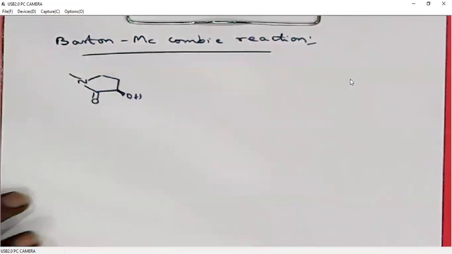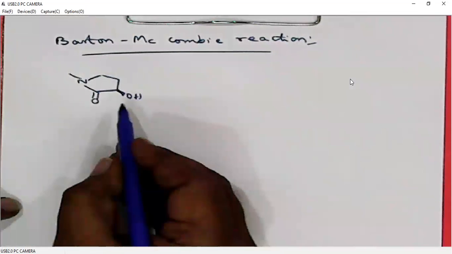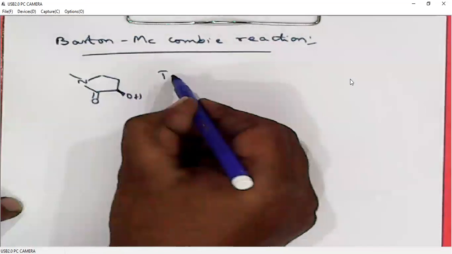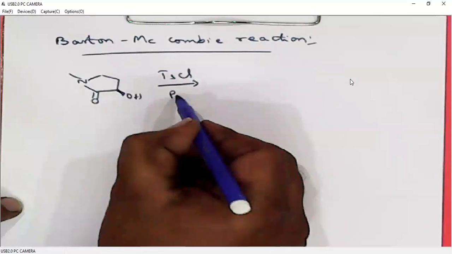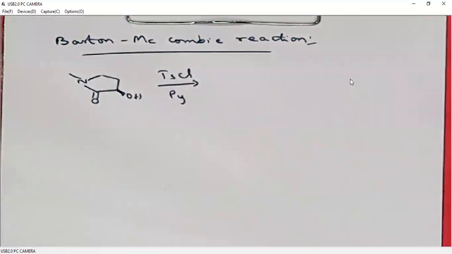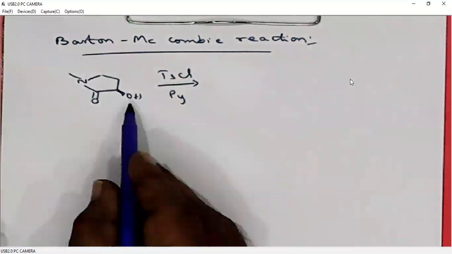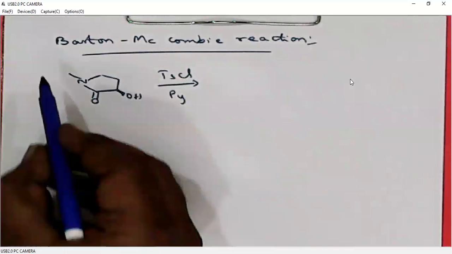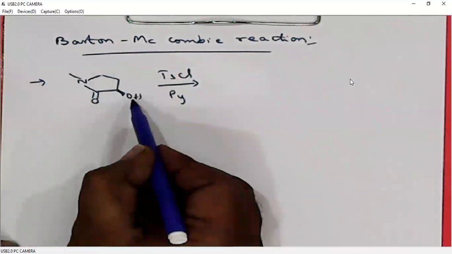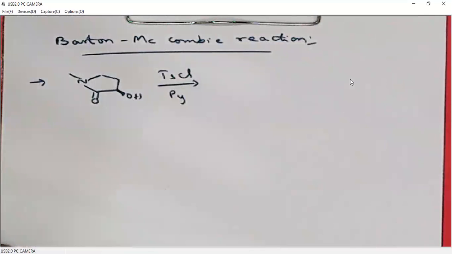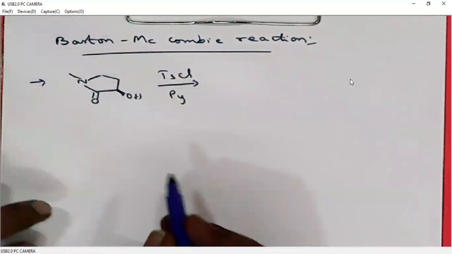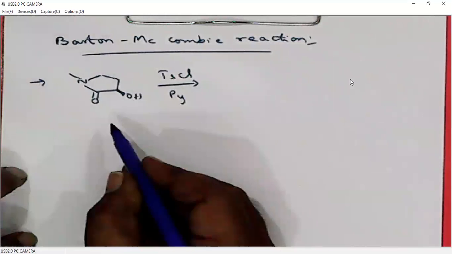Reductive removal of hydroxy group using TBTH is called Barton McCombie reduction. How do we reduce this hydroxy group? In order to reduce this hydroxy group, we need to convert this into halogen first. Then we can easily reduce halogen with TBTH. So the entire process is called Barton McCombie deoxygenation.